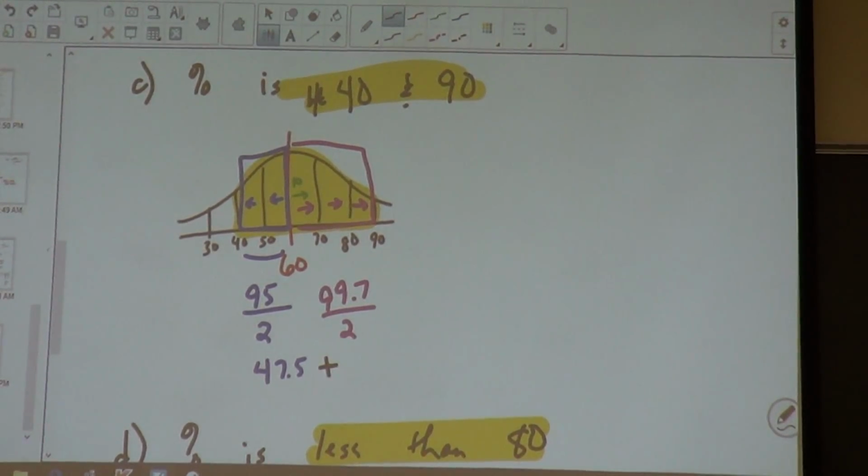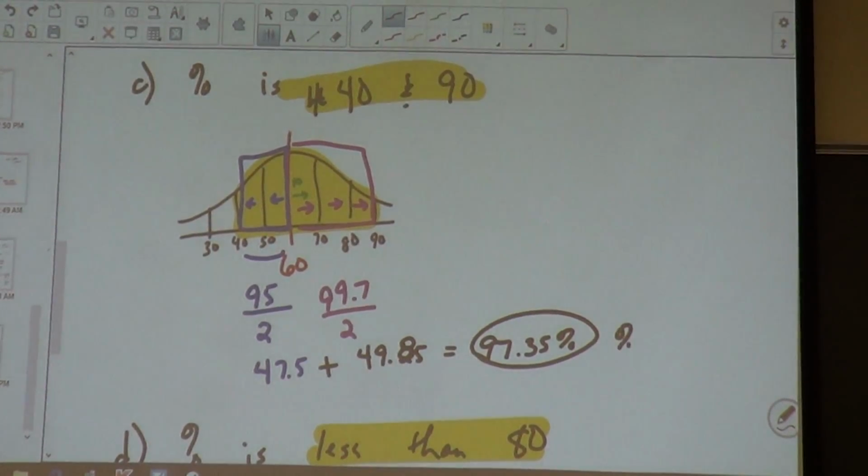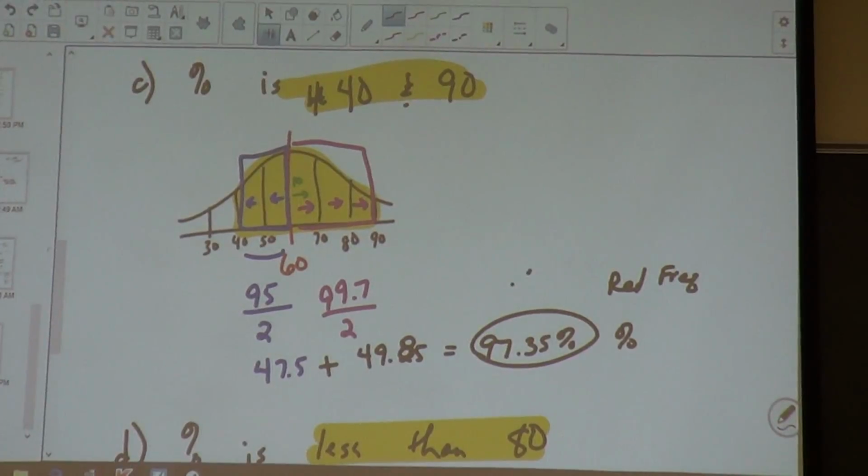A 99.7 cut in half, somebody? What's 99.7 cut in half? 49.85. And when I add those together, what does that give me? 97.35. There is my answer. That is if they want a percent. If they want a relative frequency, it is 0.9735.